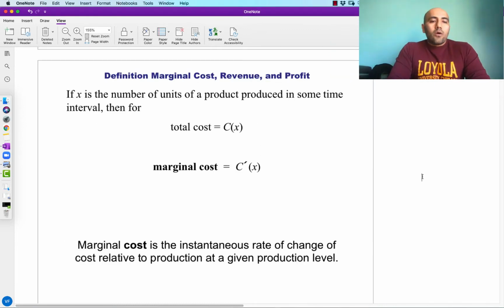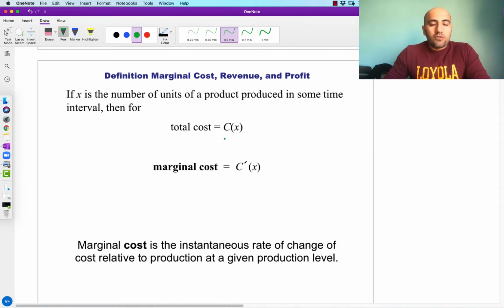Okay, a couple definitions. So if X is the number of units of a product produced in some time interval, then C of X is going to be our total cost. Right, so this is a function where we input the number of units to be produced. For example, let's say we make bicycles. So the total cost to produce, I don't know, maybe 10,000 bicycles in 1 week. We would put 10,000 into this equation, and the output would be the total amount of money needed to produce 10,000 bicycles. Right, that's what this equation will give us, right?